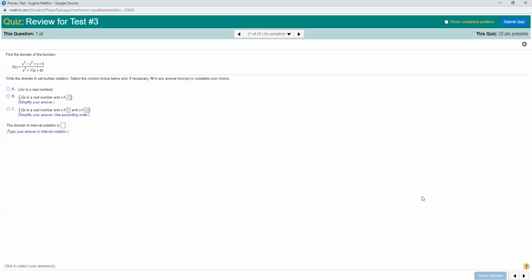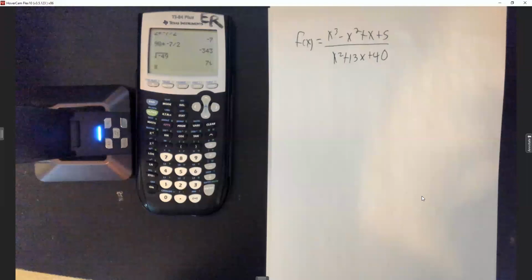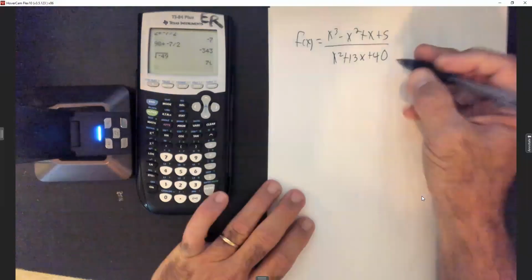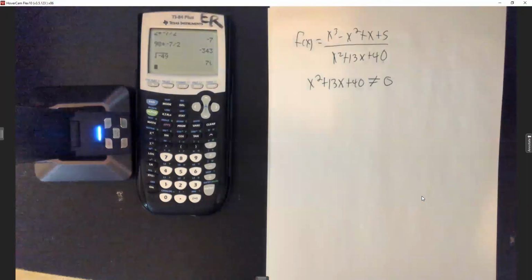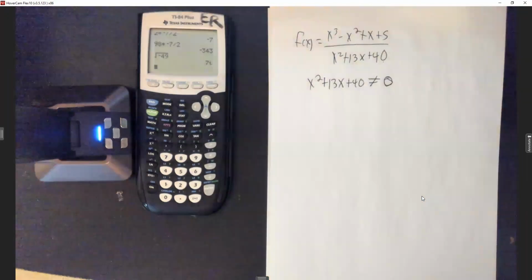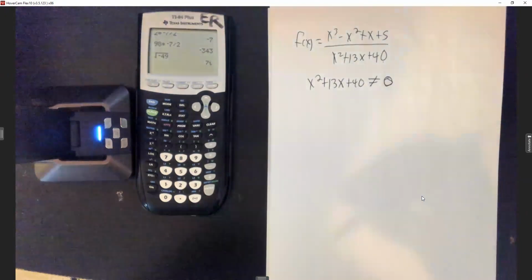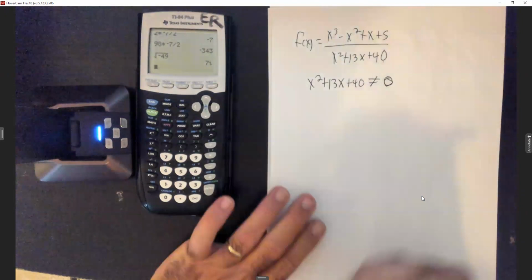To find the domain of a fraction like this, we take the bottom, x squared plus 13x plus 40, and we say it cannot equal 0. And then we solve that. So I'm going to solve it by factoring, but if you can't factor this, you can always use the quadratic formula, okay?